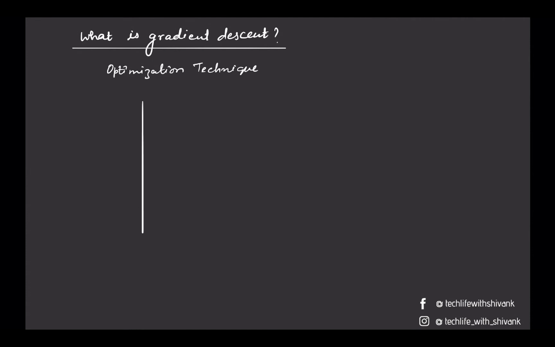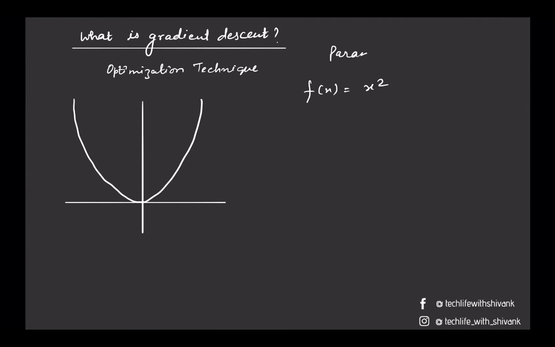Let's say the given function that we want to minimize is f(x) = x². And we want to find the value of x for which this function f(x) can be minimized. So here the parameter is basically x. Let's say we start with a random initialization of the parameter x, that is some random value of x, and we start with x = 5.